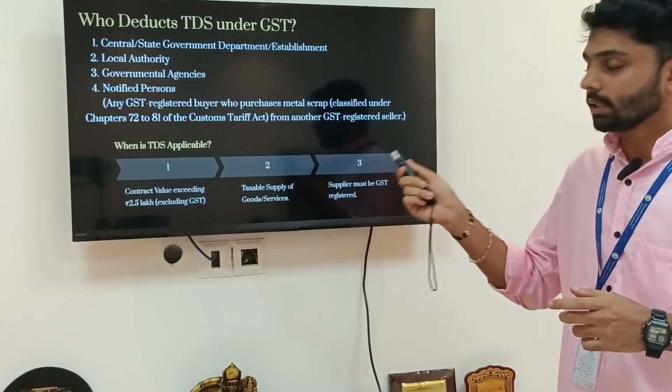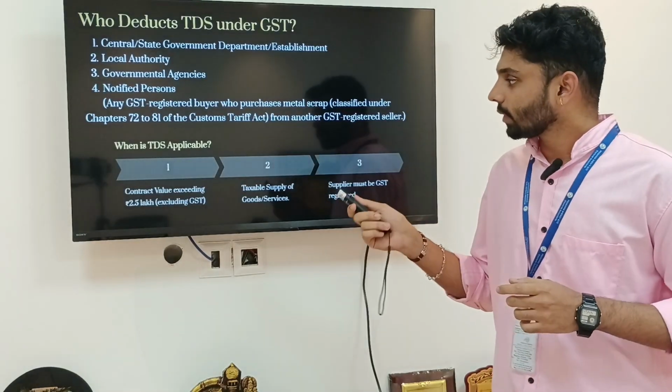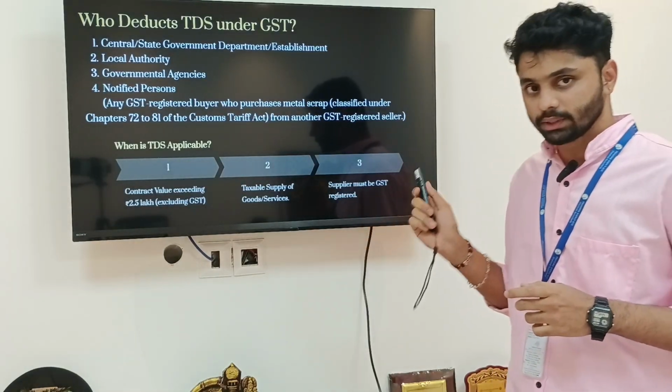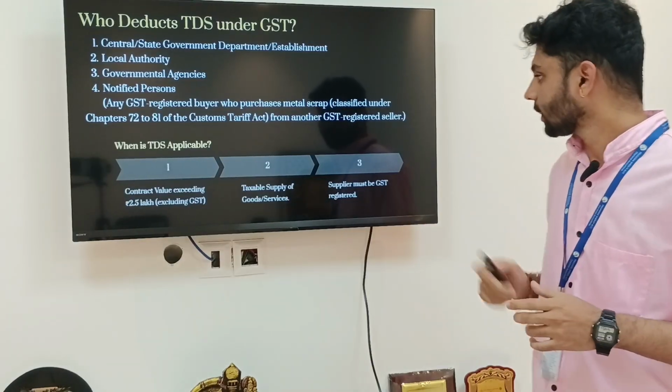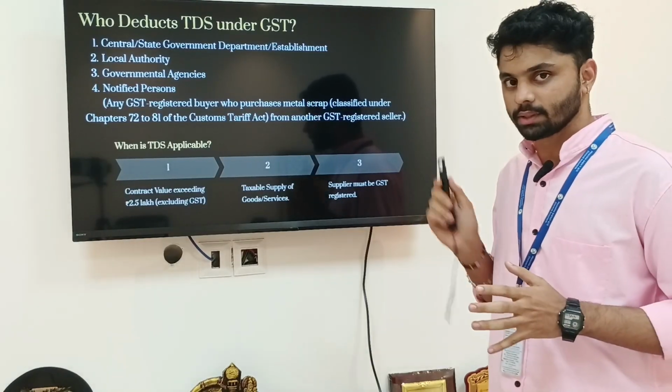Next is, when is TDS applicable? It is when the contract value exceeds 2.5 lakh excluding GST. It's taxable, so there needs to be a taxable supply of goods and services, and the supplier must be GST registered.